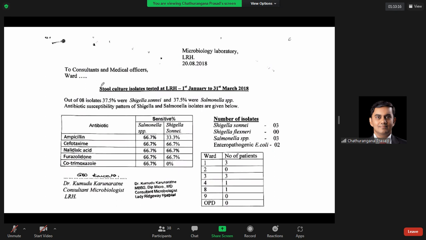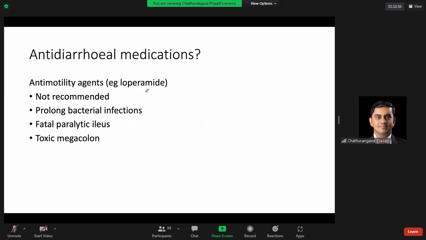Every 3 months, the LRH microbiology unit issues a report like this: the sensitivity pattern of stool cultures and blood cultures. For example, this is the sensitivity pattern in August 2018. So you can decide on the antibiotic based on that. On some occasions we use cefixime or third generation oral cephalosporins or cefuroxime. Sometimes we use nalidixic acid. Sometimes we use furazolidone, cotrimoxazole. Like that, we decide on the empirical antibiotic based on the culture reports that we get every 3 months or so. So make sure that you go through these reports once you start your clinicals again.